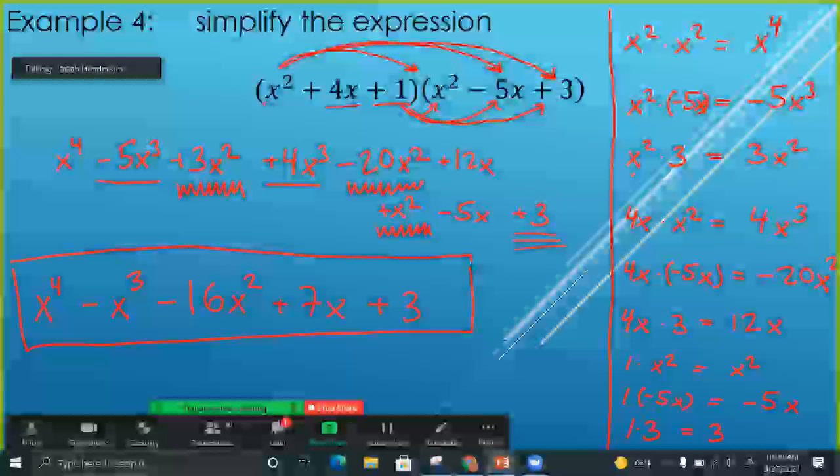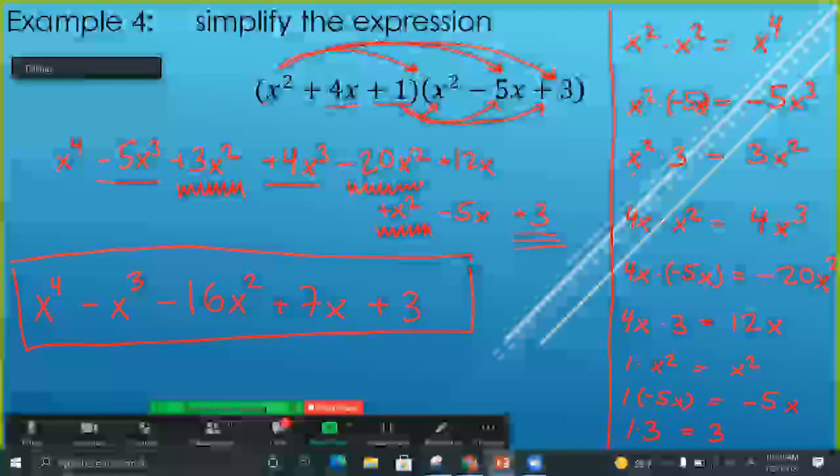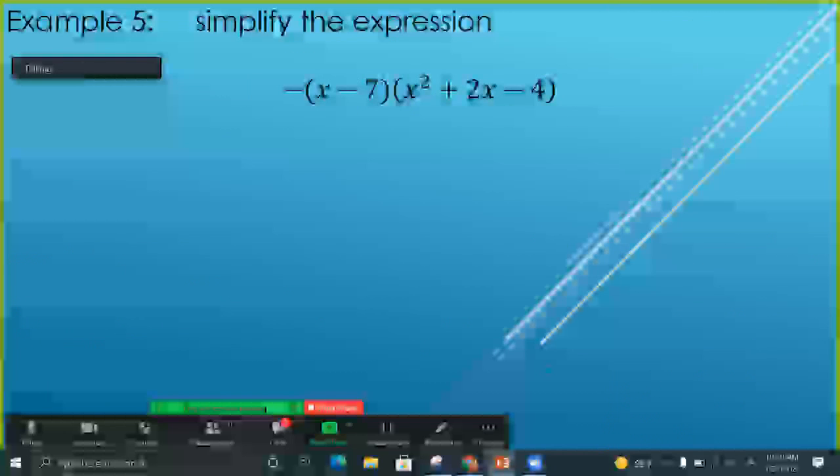Any questions or concerns, please? Does anyone need more time? Just let me know. Otherwise, I want to move on to number 5. Okay, here we go. Simplify the expression.